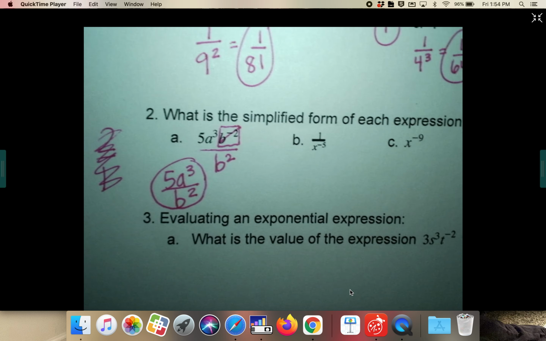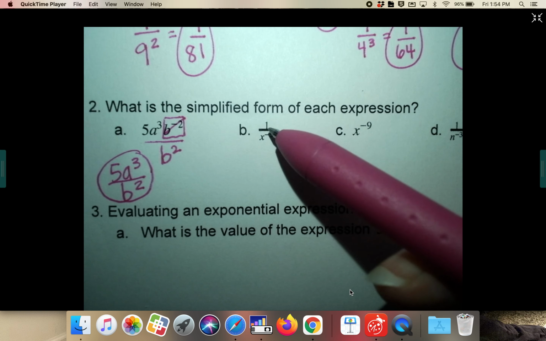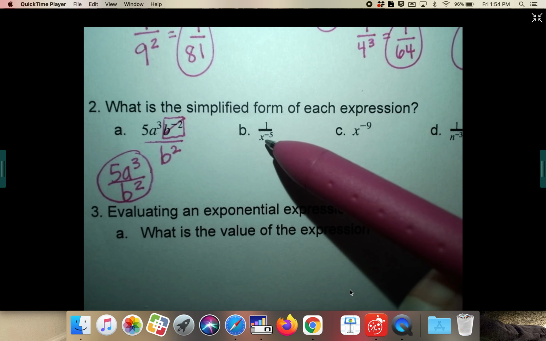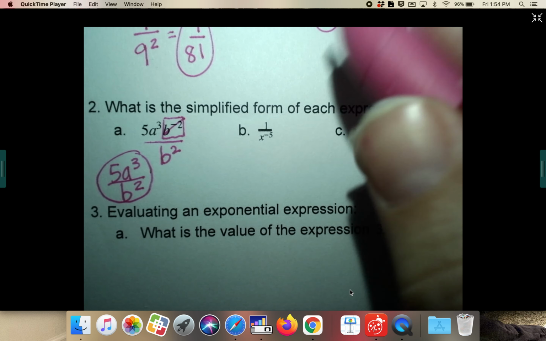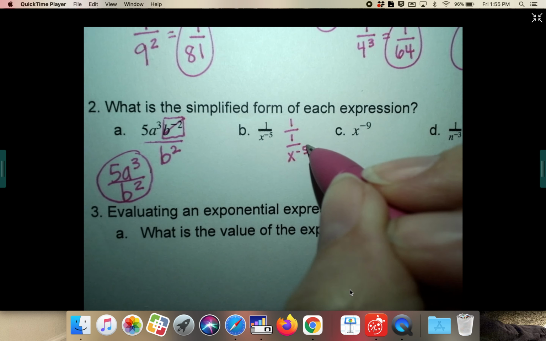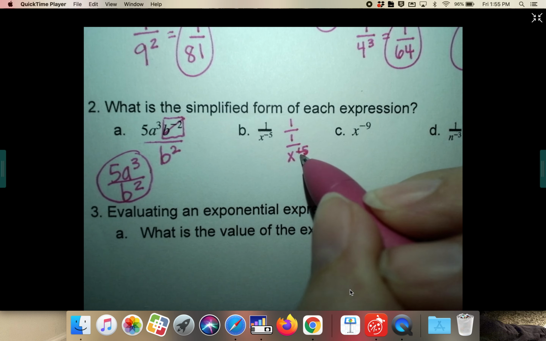All right. Oh, we haven't done one of these yet. I'm glad this is here. What happens if your negative is already on the bottom? Guess what? It is going to flip to the top because it would technically be saying 1 over x to the negative 5th. So we would be flipping it, and making this now a positive 5.